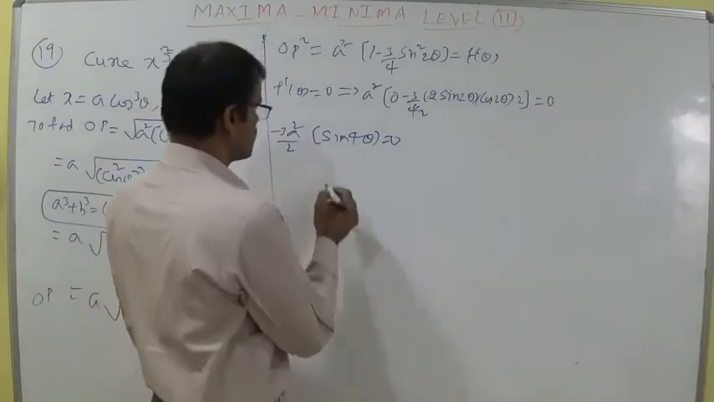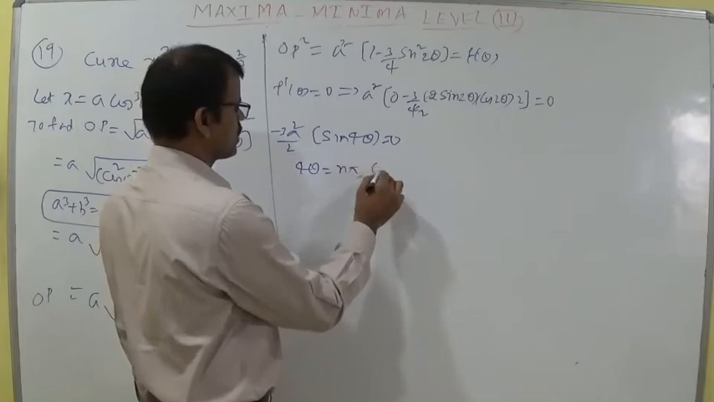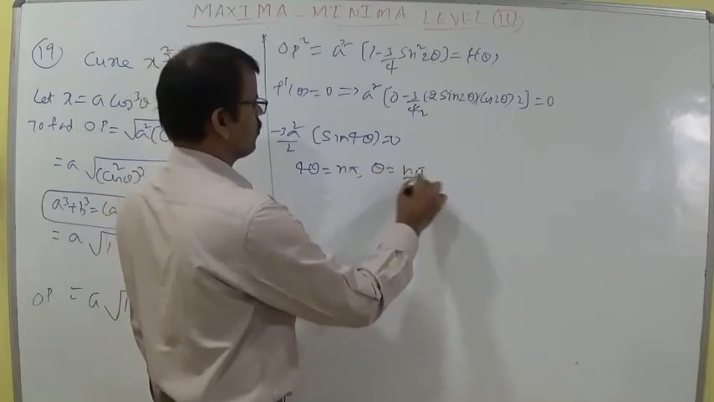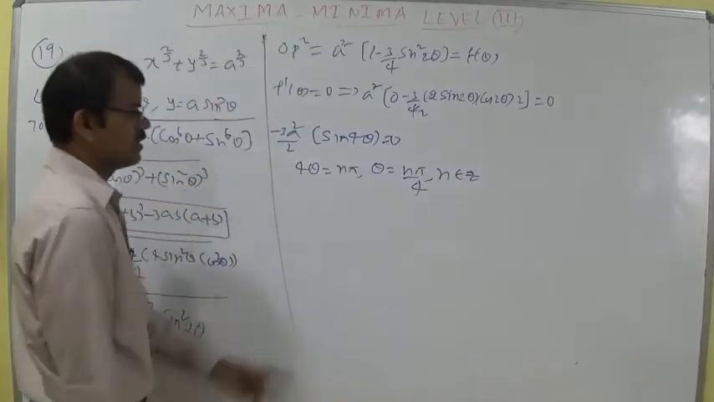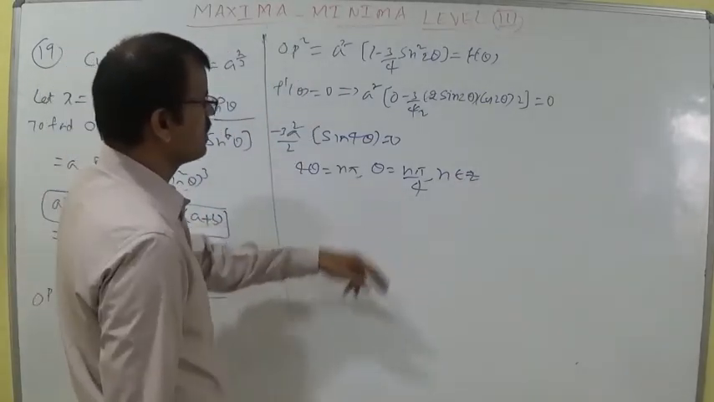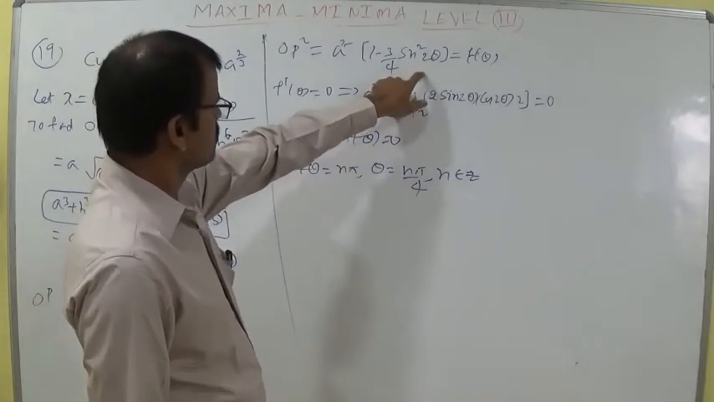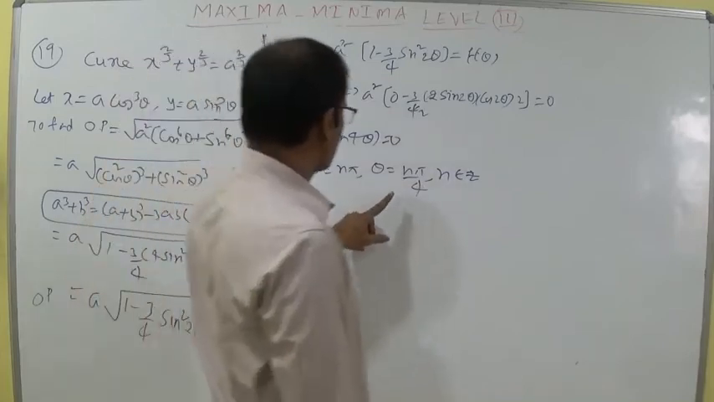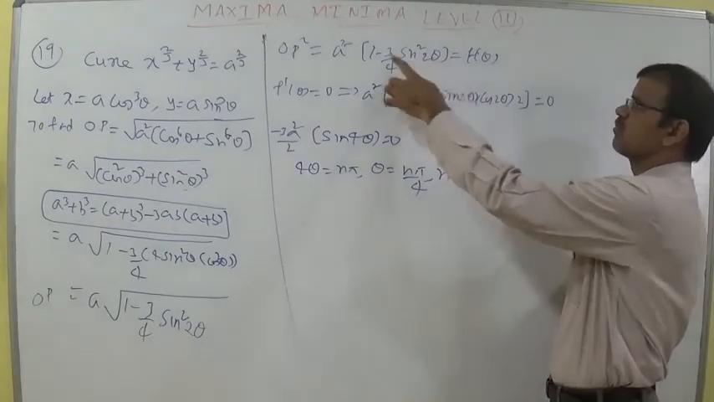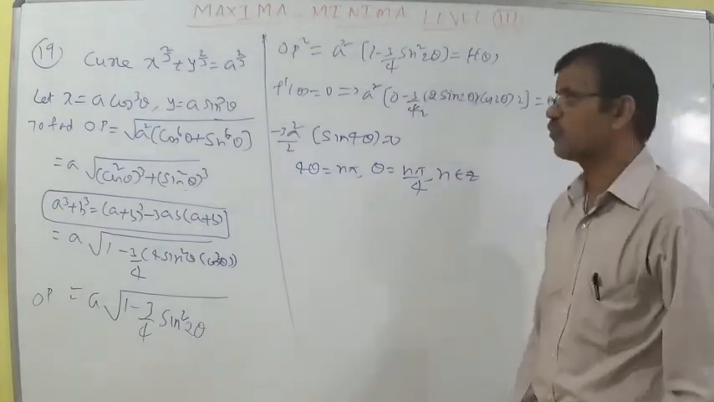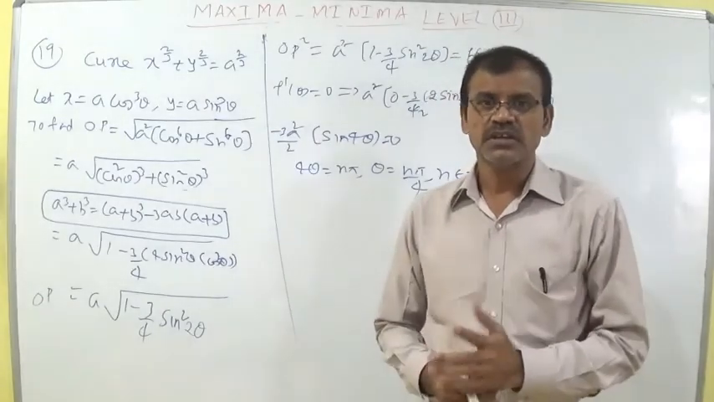Whenever sin 4 theta is equal to 0, the general solution is 4 theta equal to n pi, so theta is equal to n pi by 4, where n belongs to z. If you put n equal to 1, theta is pi by 4, and we substitute in f of theta: sin 2 pi by 4 means sin 90, which is 1, so 1 minus 3 by 4 is 1 by 4, giving a square by 4, so the answer is a by 2. A by 2 is also an option, and a is also an option.